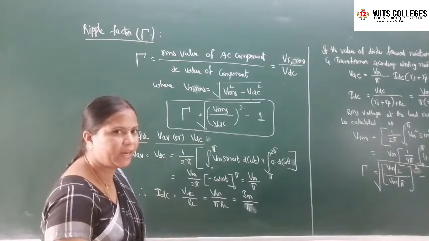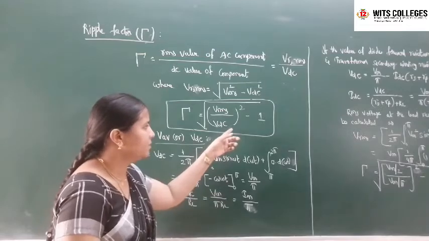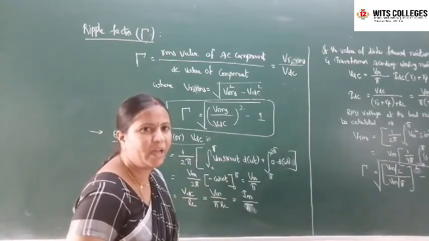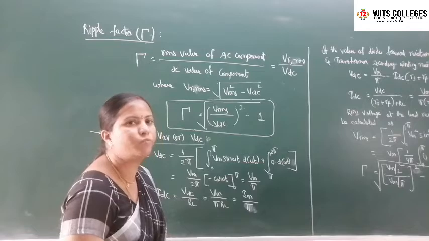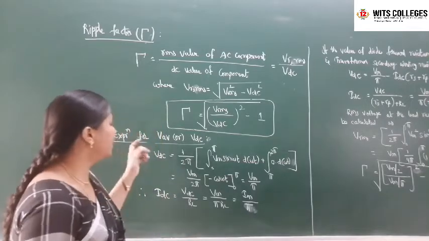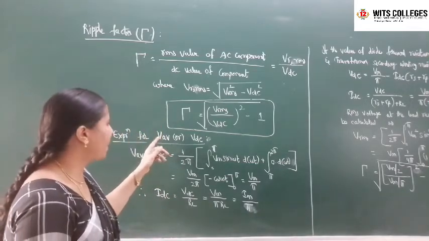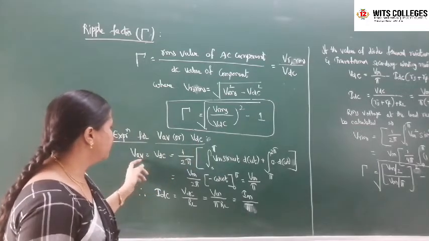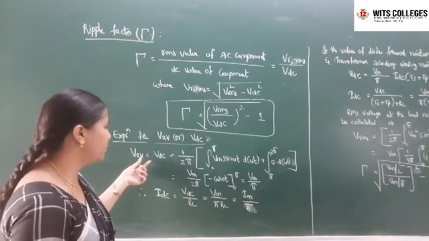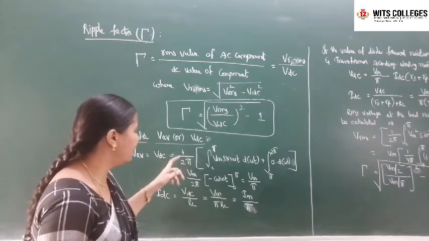So first you have to calculate those values and then substitute in this expression, you will get the ripple factor of half wave rectifier, it is 1.21. So here for the formula of average voltage or DC voltage, we can name it as average voltage or DC voltage, it is equal to 1 by 2 pi.